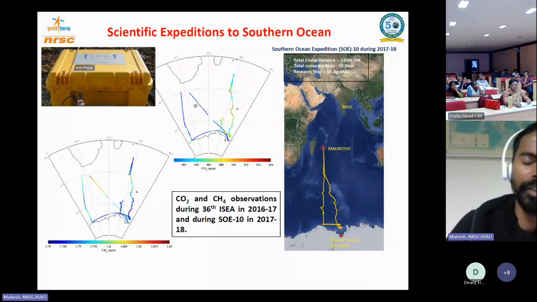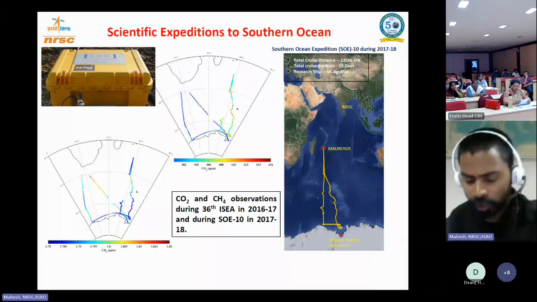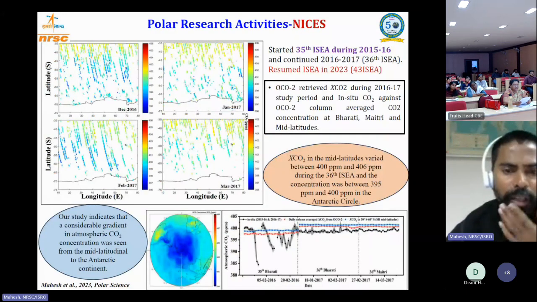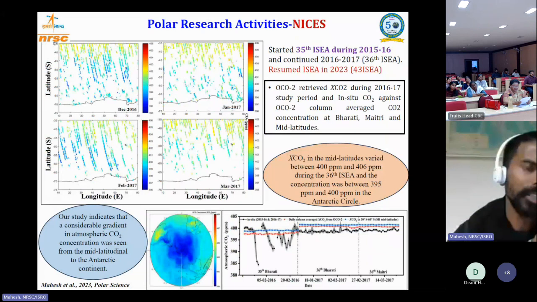Though we collected this in 2017, we are still investigating using the model and other approaches to bring out a solid analysis from this data. We have also seen different latitudes. The y-axis in this figure is latitude and the x-axis is longitude. For atmospheric CO2 latitudinally, starting from South Africa to Antarctica, from 35 degrees south to 45 degrees south the concentrations are higher in this belt.